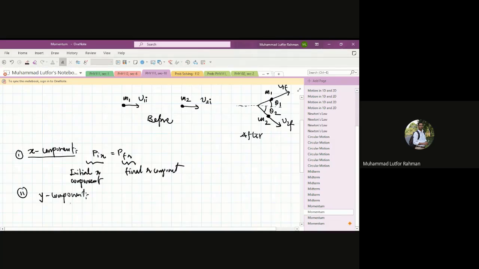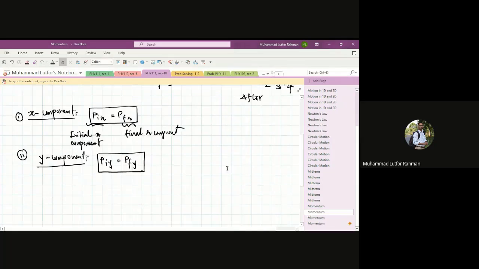In the same way, piy must be equal to pfy. So these are the two equations; we are just taking the components of the momentum towards the x direction and the y direction. You will find two equations here, and then you can solve for two unknown quantities after the impact.